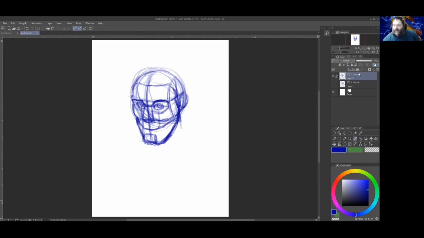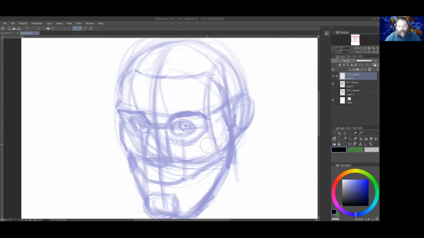All right, so what does this look like when we ink it? After we draw over it a little bit, we'll go ahead and ink that real quick. Brush a little bit smaller there. Okay.